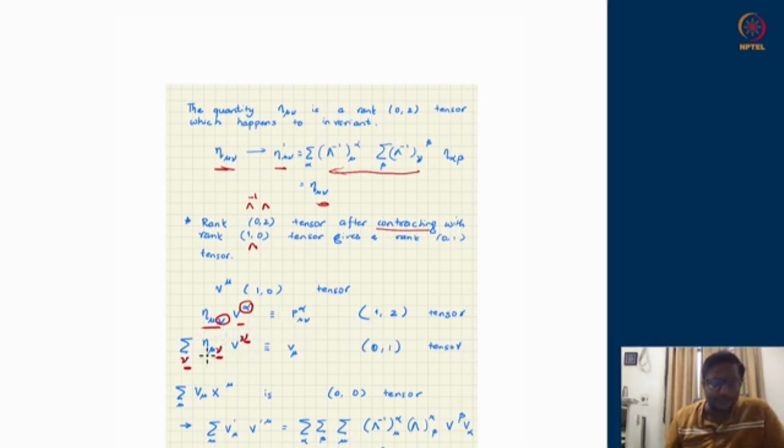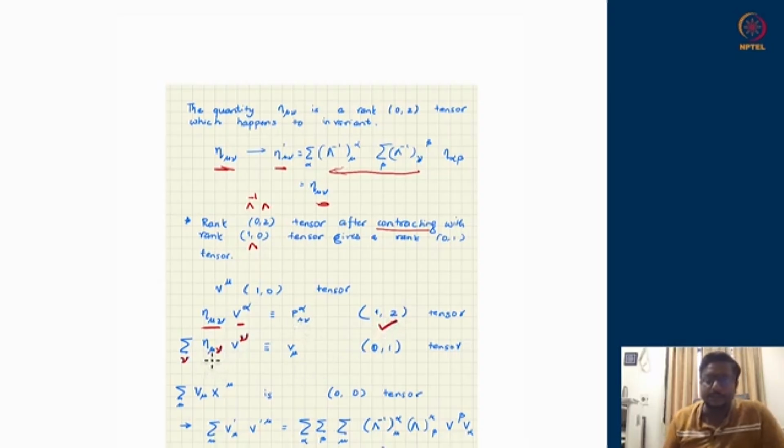And you can prove from here that if this transforms with 2 lambda inverses and this transforms with 1 lambda, and I have forced that the lower index of this and the upper index of that have to be the same and summed over, that effectively multiplies these two matrices. And therefore this will become identity and the resulting quantity will just transform with 1 lambda matrix. Therefore, if I just put these two objects eta mu nu and v alpha side by side, I get a rank 1 2 tensor.